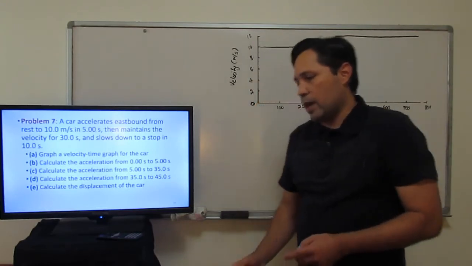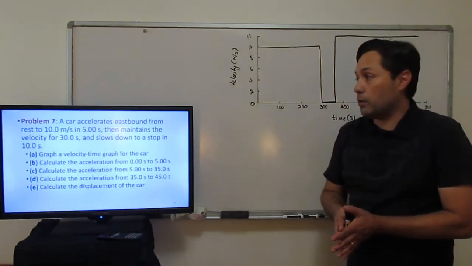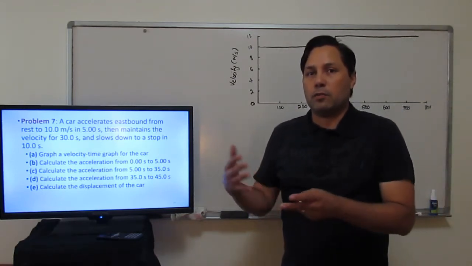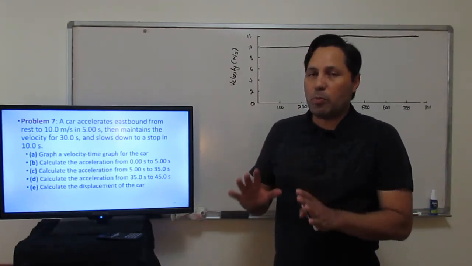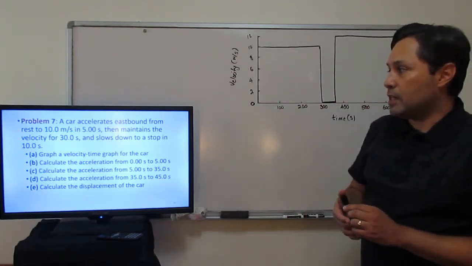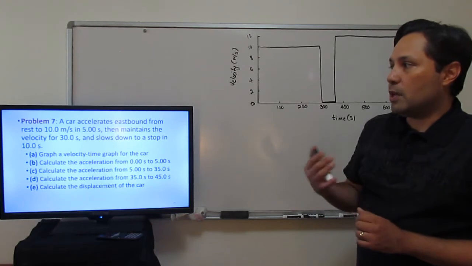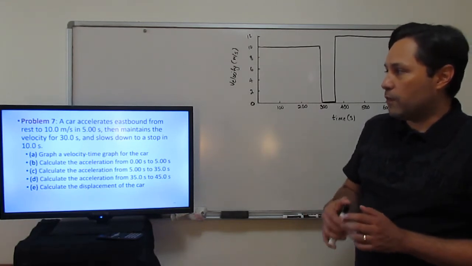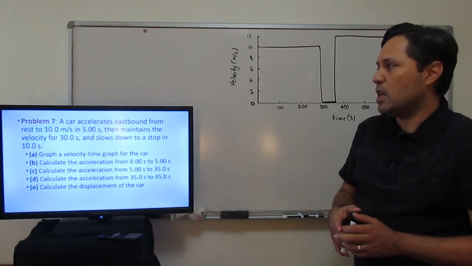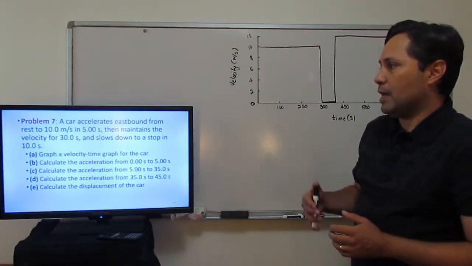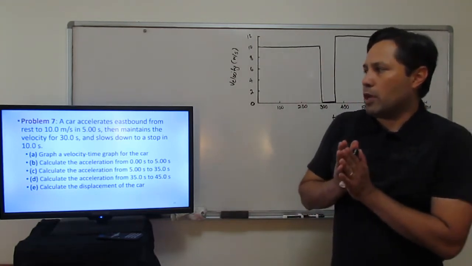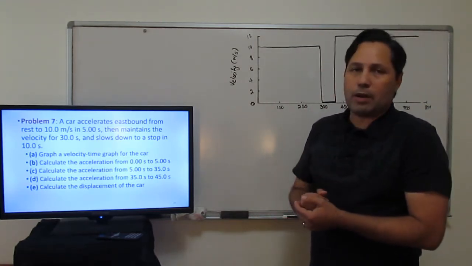In this problem, they ask you the following question. A car accelerates eastbound from rest. Now, anytime they tell you the car is at rest, that means that it is parked. Its velocity is 0. It's not moving. So a car accelerates eastbound from rest to 10 meters per second in 5 seconds, then maintains the velocity for 30 seconds, then slows down to a stop in 10 seconds. So part A, draw a graph of the velocity time graph.